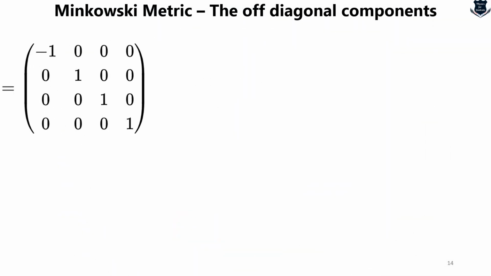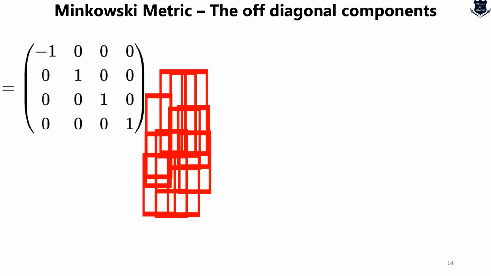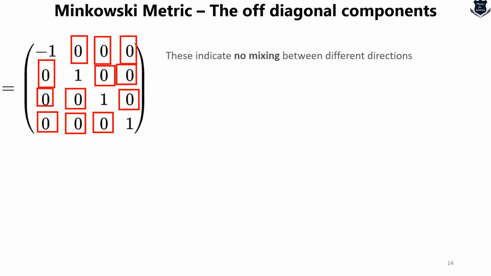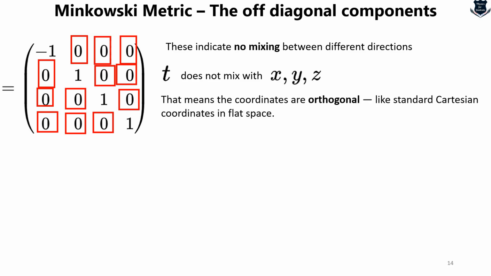So here you can see that I am taking the same matrix again, and I am trying to explain what are called the off diagonal components. When I look at this, let me show you again. Yeah, this one. These are all the off diagonal components. First, because all of them are 0, it indicates no mixing between different directions. What does that mean? It means that the time t does not mix with x, y and z. This is truly very important, so that you can understand how time behaves differently. That means that the coordinates are orthogonal.